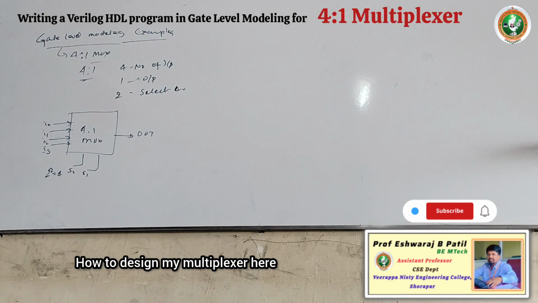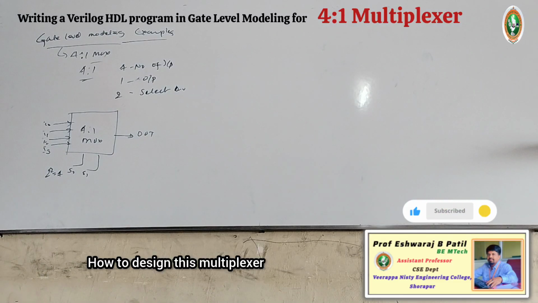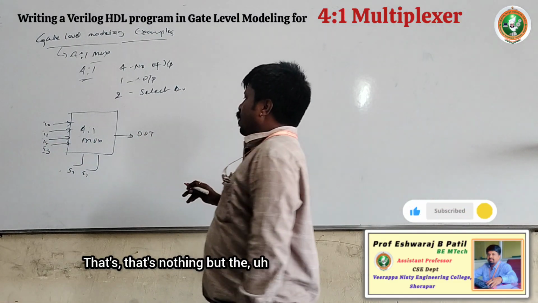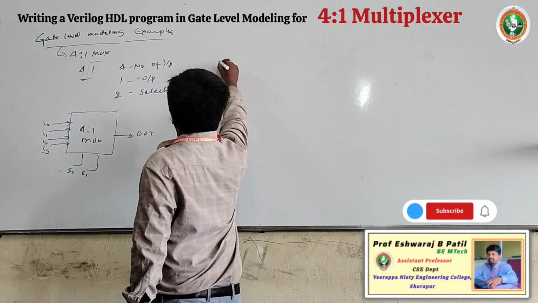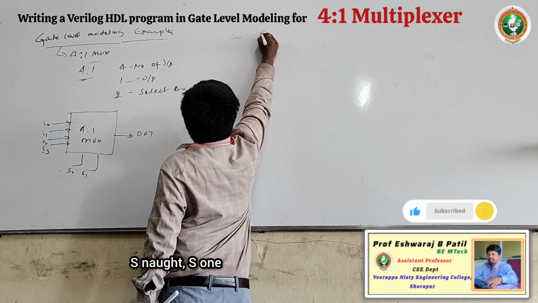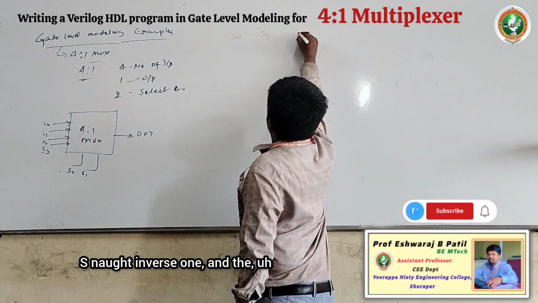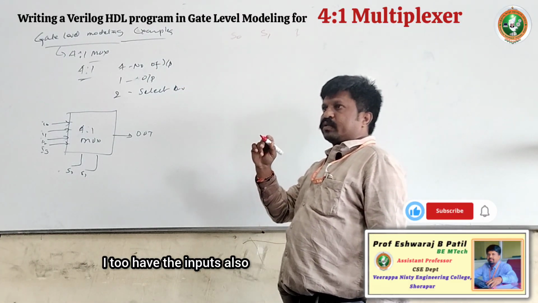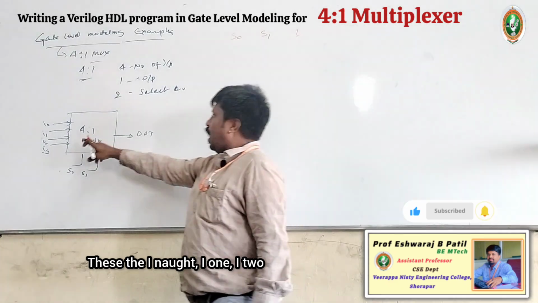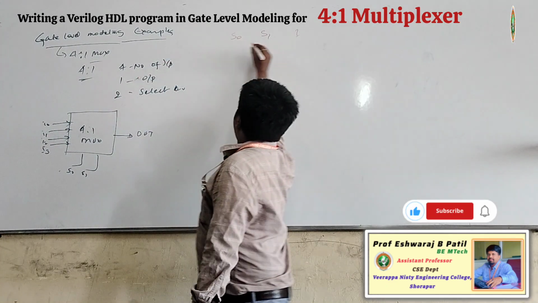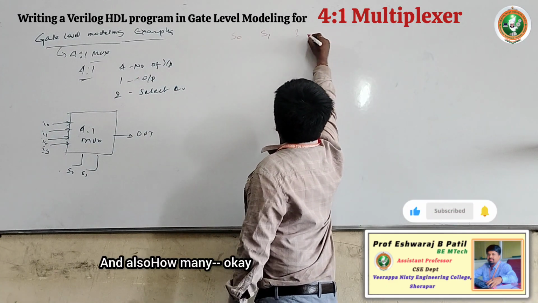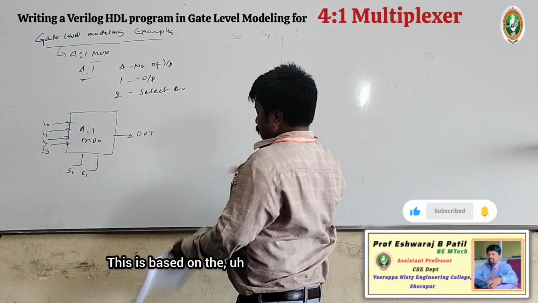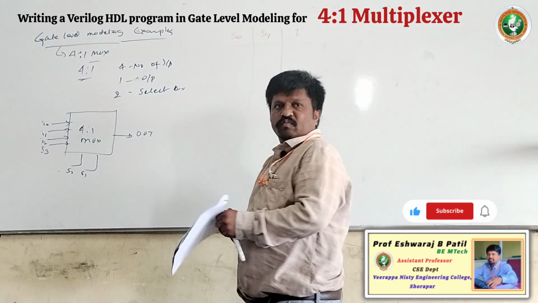How to design this multiplexer? This is to be done based on one equation, the select lines combination. How many select lines are there? S0 and S1, and I have to have the inputs also. Which are those? I0, I1, I2, I3 are there. And this is how to select, based on the combinations.